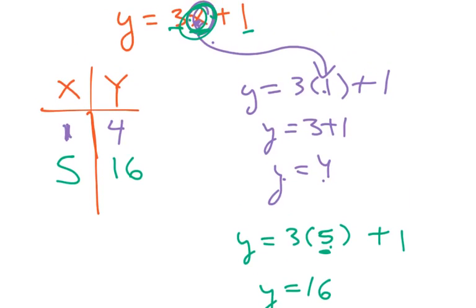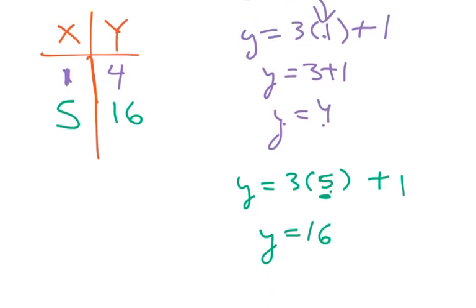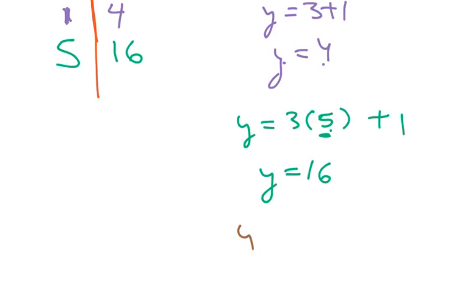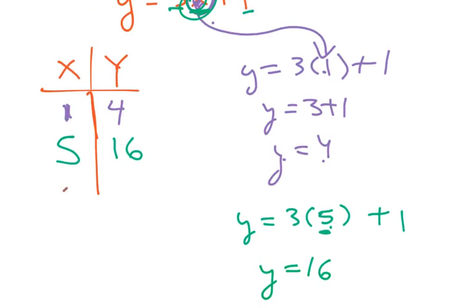Okay. So I can pick another point. I'm going to pick 0 because I'm lazy. So I go y equals 3 times 0 plus 1. So y would become 1. So if I say x is 0, y is 1.